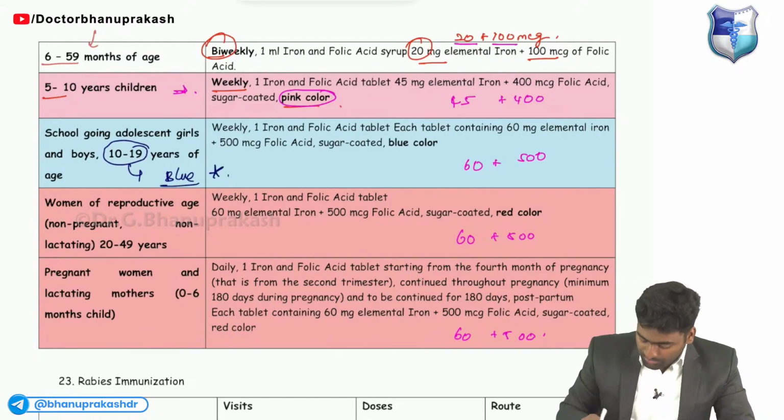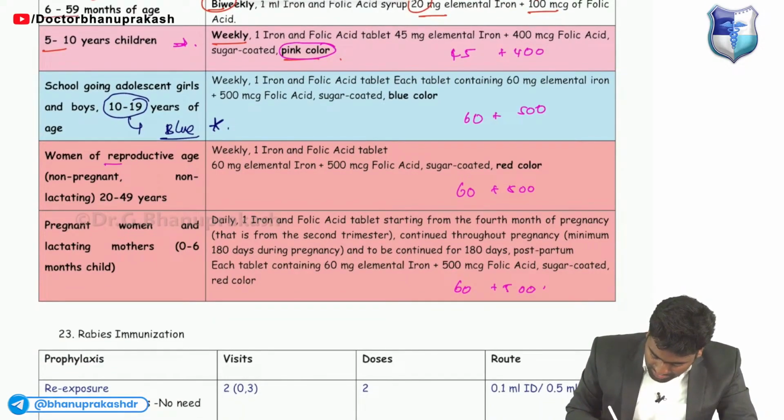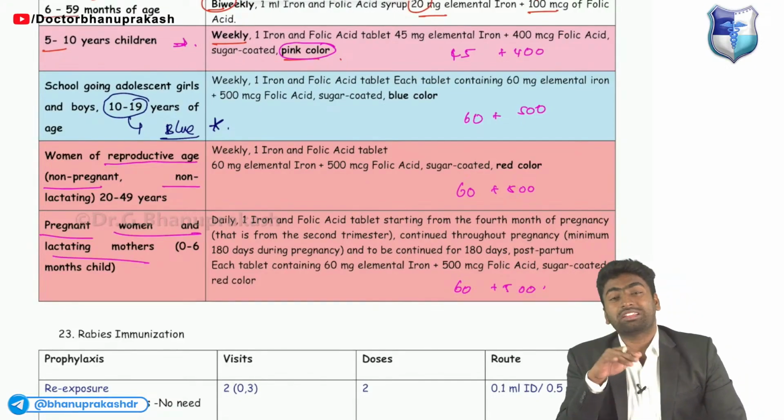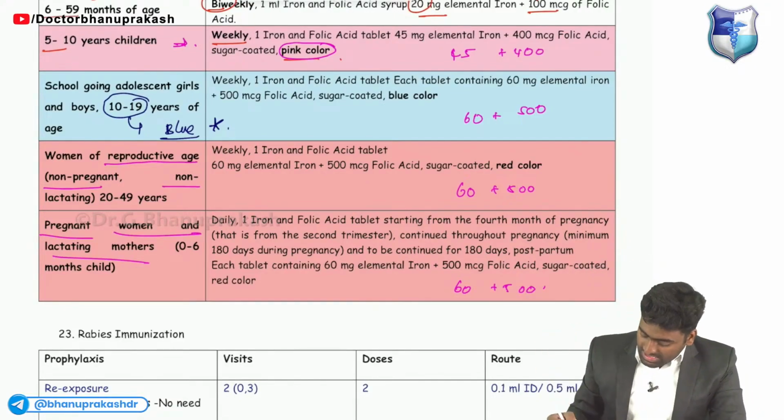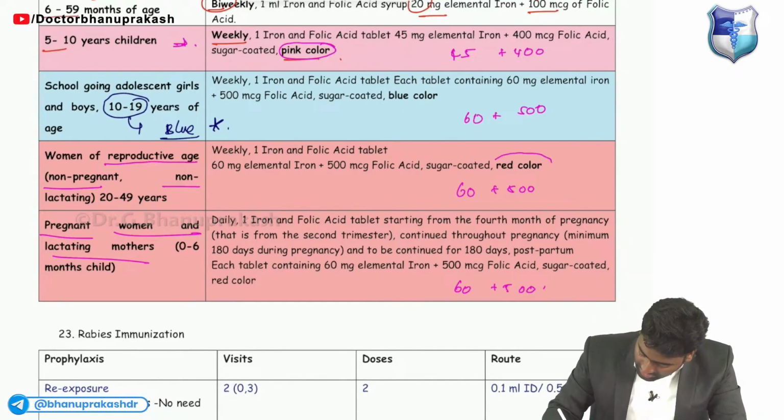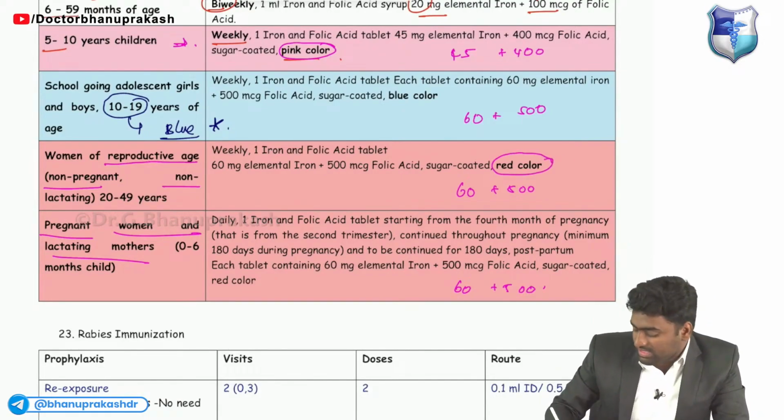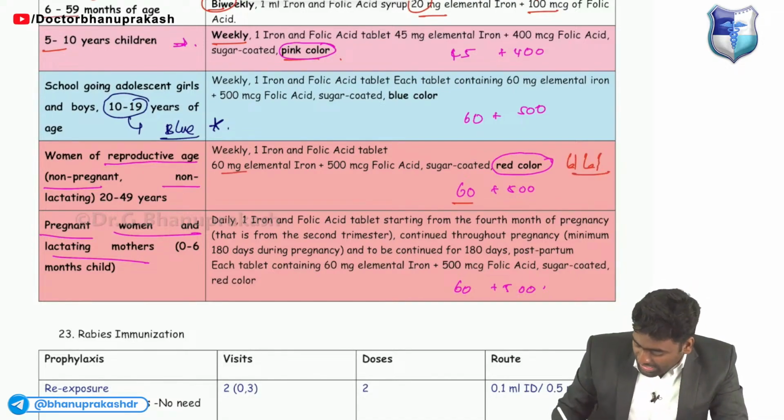Then followed by the pregnant women and all the females who are of reproductive age. They will take the red color tablet, lal. These will contain 60 mg of elemental iron and 500 mcg of folic acid.